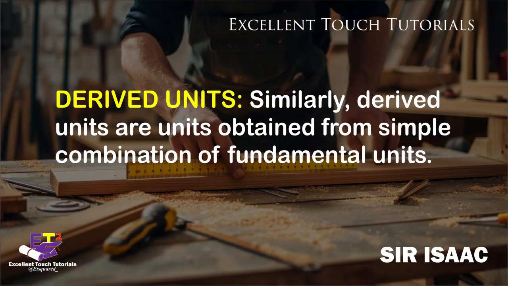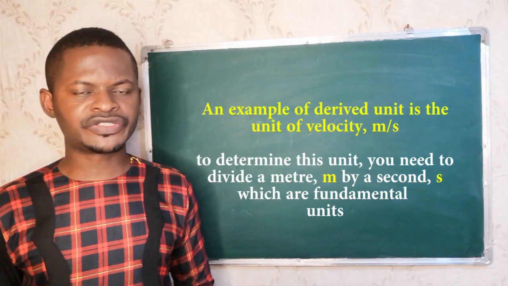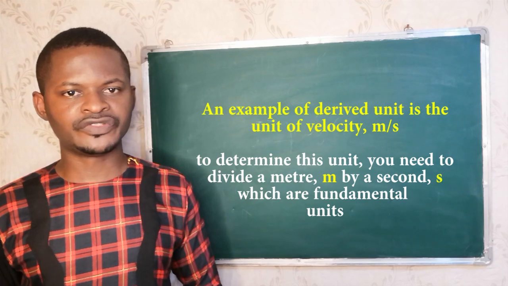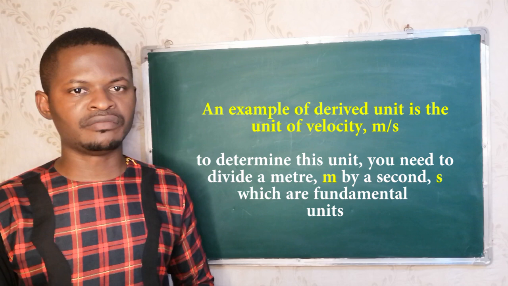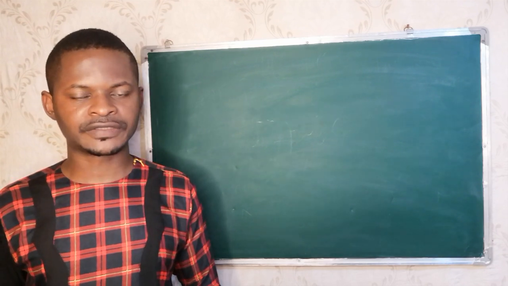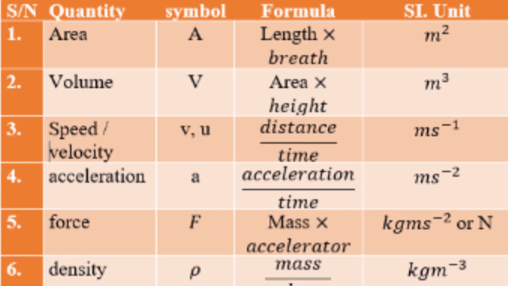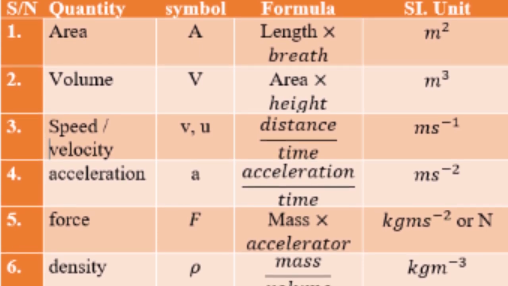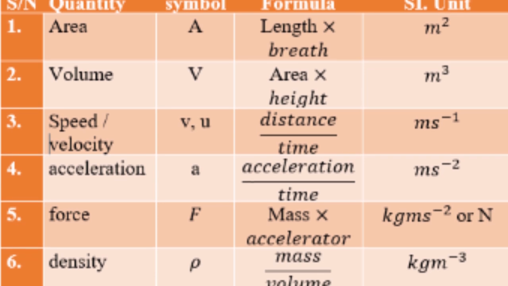Similarly, derived units are units of derived quantities. So they are obtained by the simple combination of the units of fundamental quantities. Units of fundamental quantities make up derived units, just the same way fundamental quantities make up derived quantities. Now here is a table showing derived quantities, their symbols, their derivation or formula, and then their SI units.